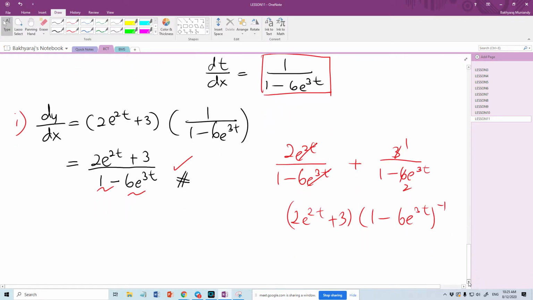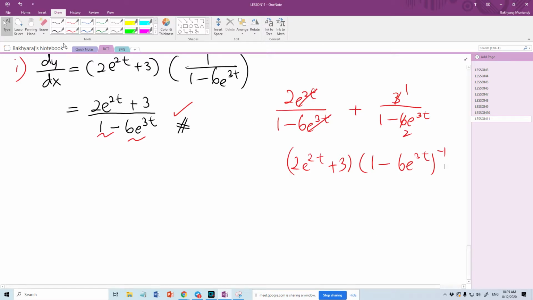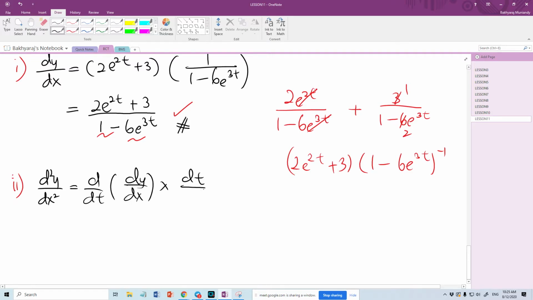Okay, so we have done the first Roman. Now go for Roman 2. Kita cuba Roman 2. We want to go for the second order, d square y over dx square, which equals d over dt of dy over dx, times dt over dx. So get the formula. I already gave the formula, so try to differentiate dy over dx with respect to t. Cuba dapatkan ni.